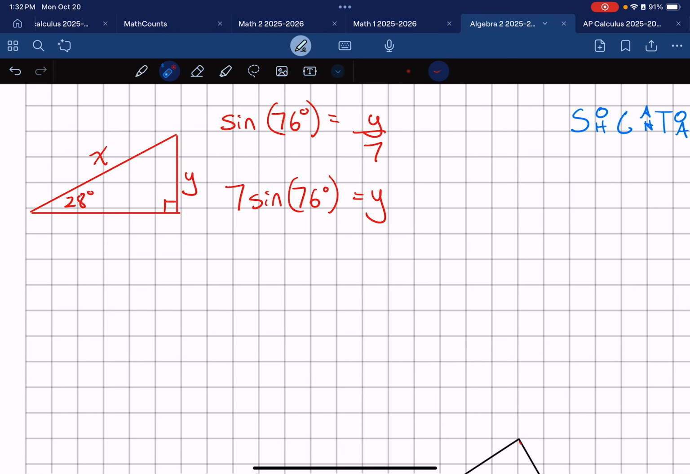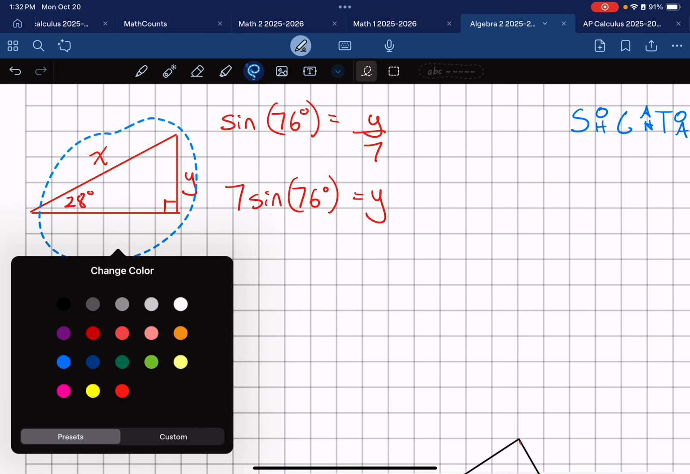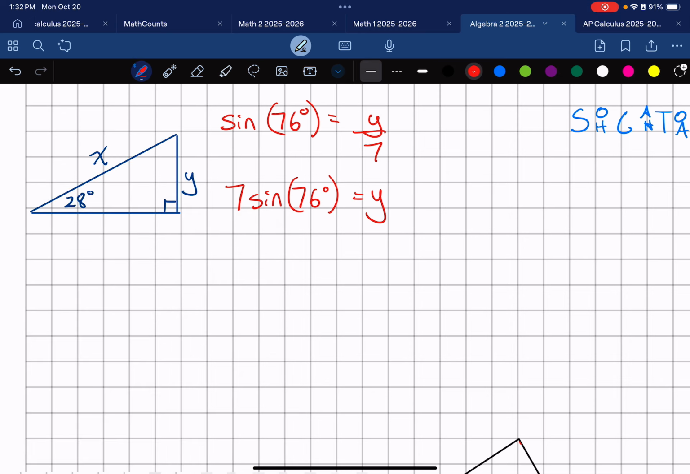What is the trig function that relates the opposite and the hypotenuse? Again, opposite and hypotenuse is SOHCAHTOA, it's sine. So I can say over here, maybe I should change this to a different color because I've done everything else in red. Let me change this to a new color, like blue, no, purple.